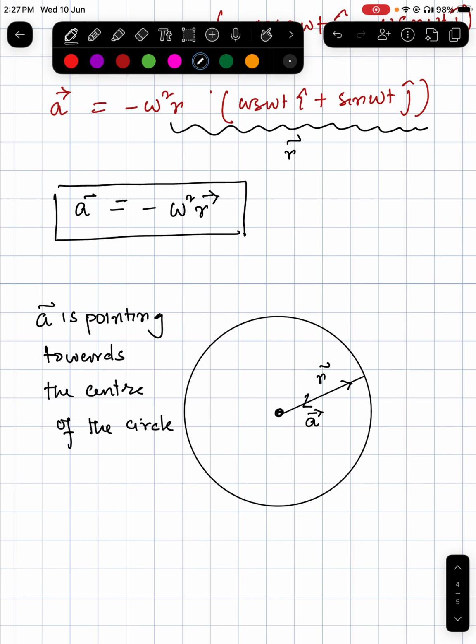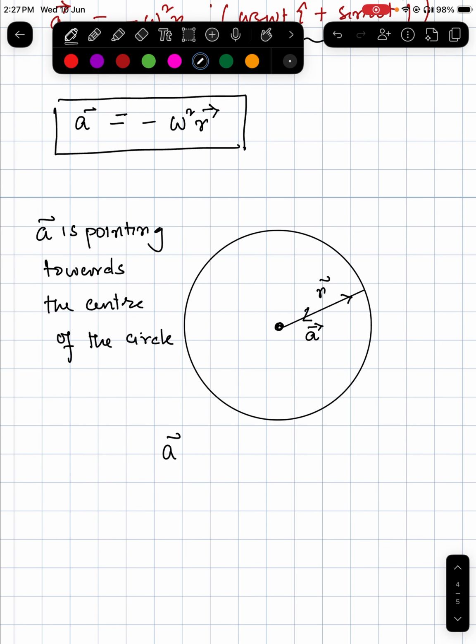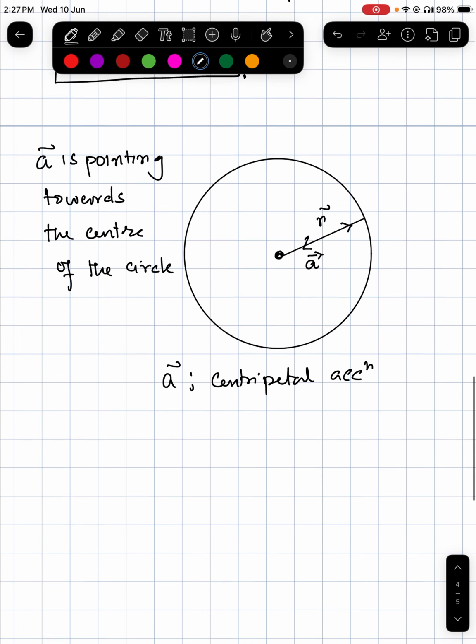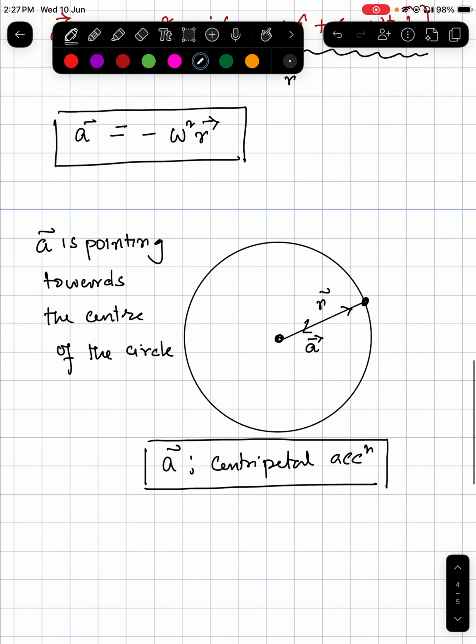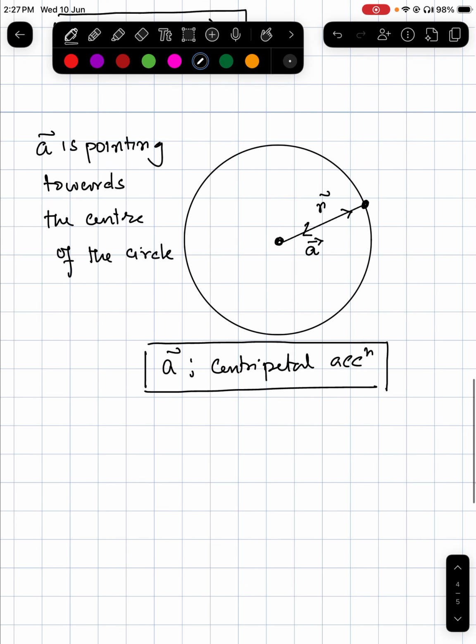Okay, and that is why this acceleration is called centripetal acceleration. So if the particle is revolving around this circular orbit with uniform speed, it actually has this acceleration which is pointing towards the center, and which is called the centripetal acceleration. And what is the formula of the centripetal acceleration? We have already found that: minus omega square r.